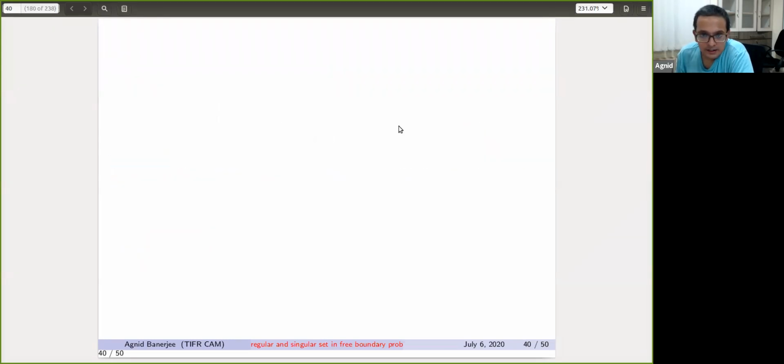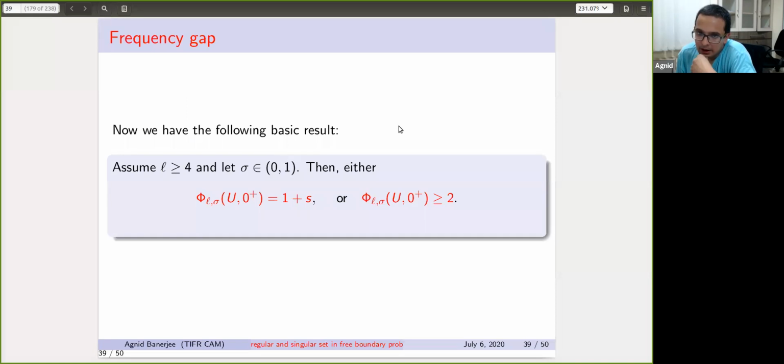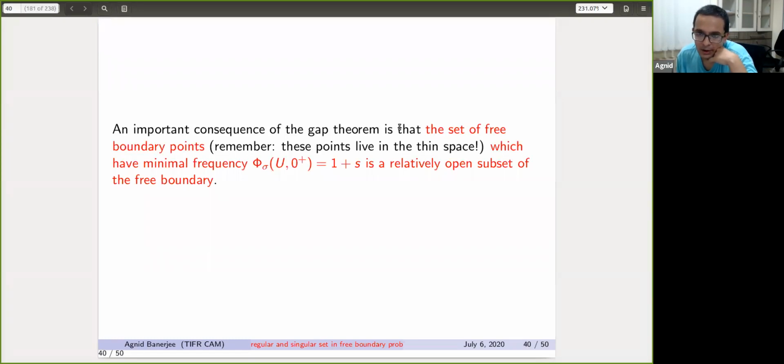And the other thing is that, from there we are also able to derive that the other frequencies are bigger than or equal to 2. So therefore you see that there is a gap in the frequency. There is a minimal order, which is 1 plus s, and then the higher orders are bigger than or equal to 2. So from this you are able to conclude, because you have some continuity information of the frequencies, that the set of free boundary points which have minimal frequency is a relatively open subset of the free boundary.